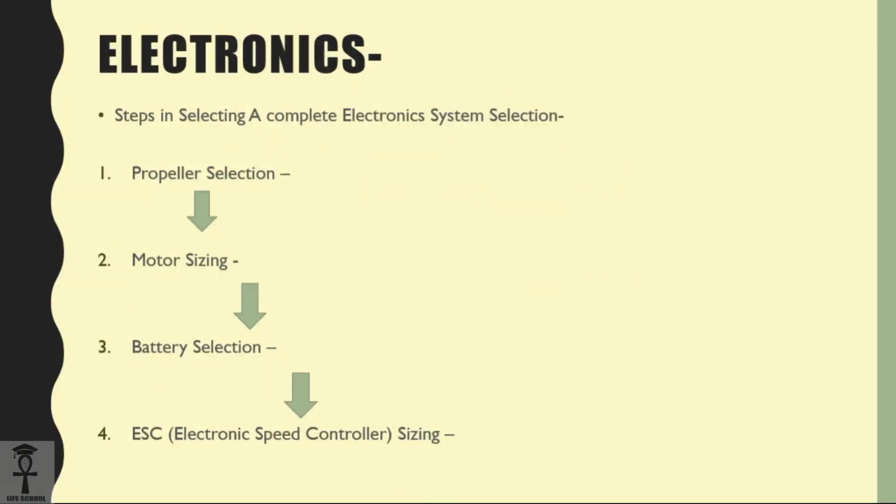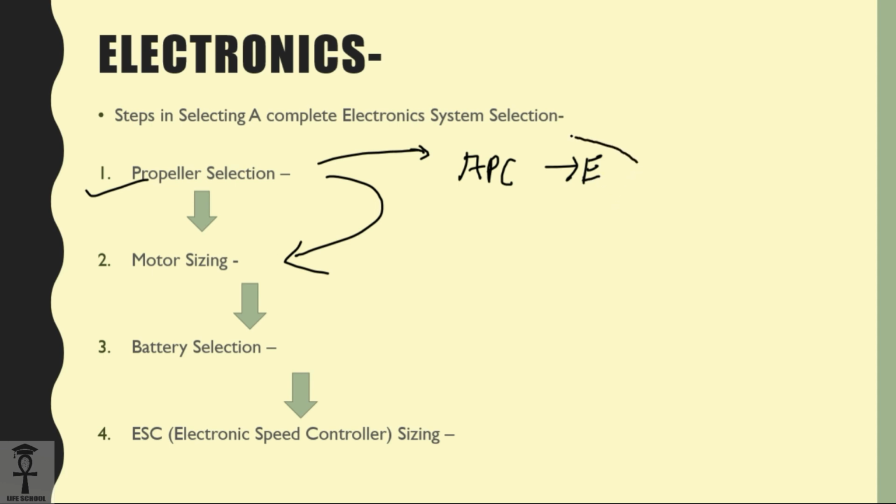So these are the steps for selection of electronics. First of all, we need to select a propeller for our aircraft. Then after selection of propeller, we will go to the motor selection. For the propeller, we are going to select an electric APC prop. I'll let you know how we're going to select it and how we're going to size it. So this is how we're going to do it.